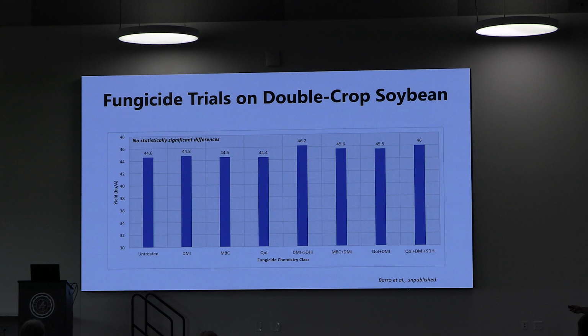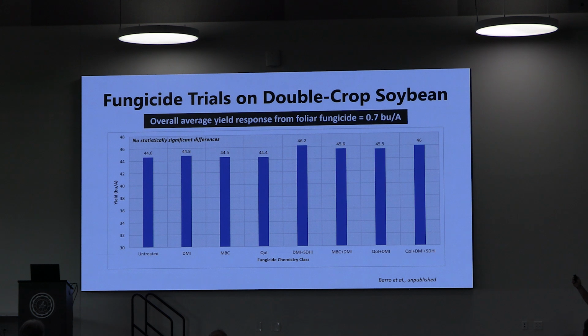You can see the untreated check all the way to the left at about 45 bushels an acre. And the highest response that we saw was about 46 bushels an acre. One thing to notice, though, is that when we statistically analyzed these data, they were not statistically different. So if you were to talk to another scientist about this or a statistician, they would say everything here is the same, even though you see some numerical differences there.